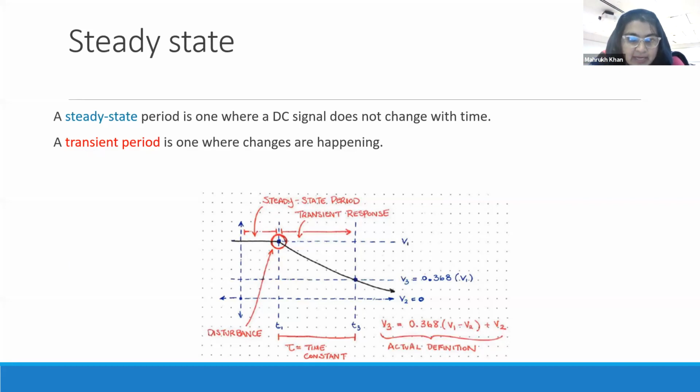So a steady state period is one where a DC signal does not change with time. Like when you have not applied voltage, that is a steady state. But when you have applied voltage and voltage started increasing, that's not steady state until it reaches a certain value. Like here, they are assuming that your capacitor is at 10 volts, let's say. So until it is at 10 volts and does not start discharging, it is the steady state. But when it starts discharging or charging, that is a transient state.